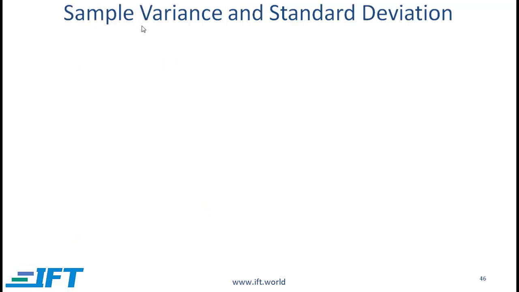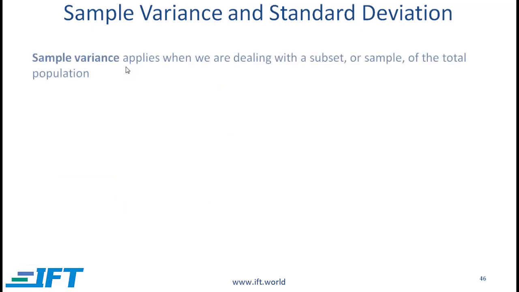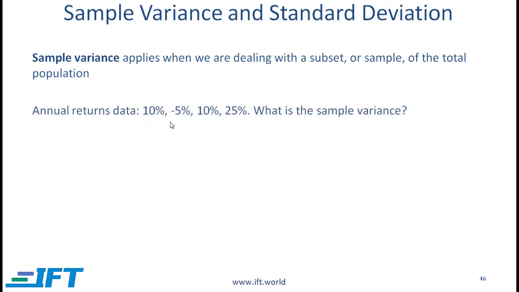Now let's look at the sample variance and standard deviation. The point now is that a sample variance applies when we are dealing with a subset or sample of the total population. So if your total population now is defined as all stocks on a given stock exchange, and you pull out 4 stocks and you have the return on those 4 stocks, those 4 stocks now represent a sample, and the formula that we use or the mechanism that we use to calculate the variance is slightly different.